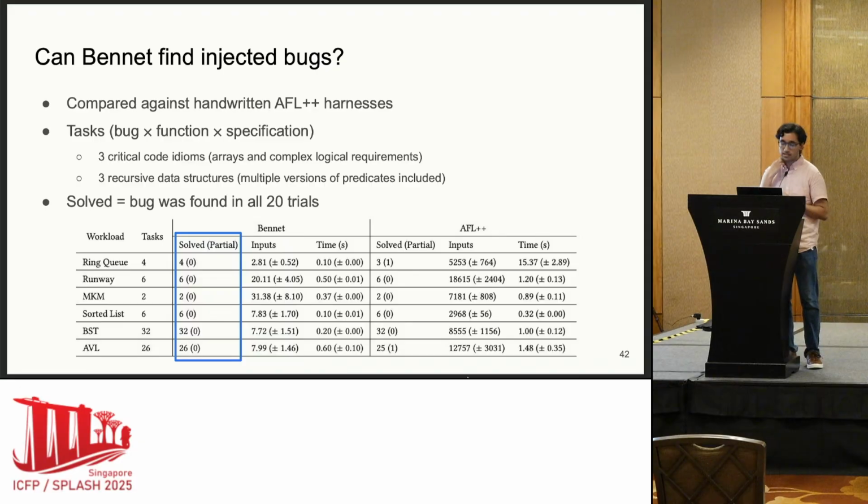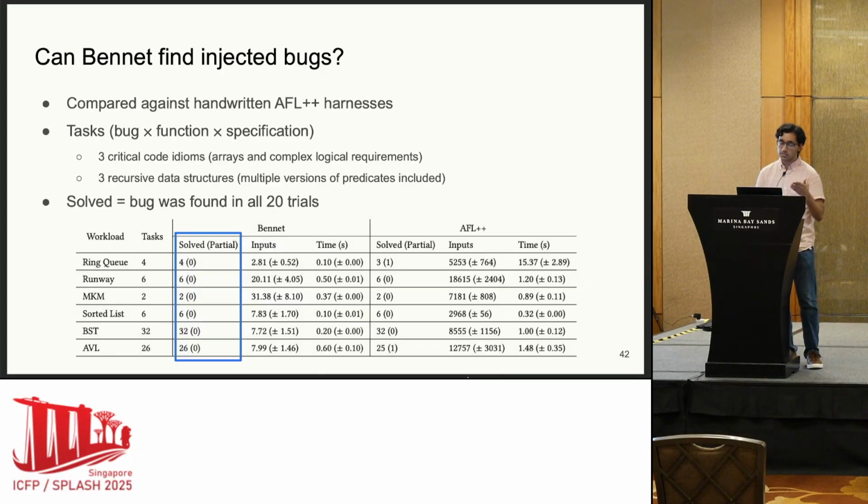So we compared against handwritten AFL++ harnesses, which are guaranteeing that the memory shape is correct, but the logical constraints AFL++ is in charge of getting past. Here, if you look at the table, tasks are defined as a bug that we injected, the function that's being tested, as well as versions of specification. This is because for our recursive data structures, there are many ways that you can write the predicates. We didn't even fully exhaust them, but we cover a decent set of them.